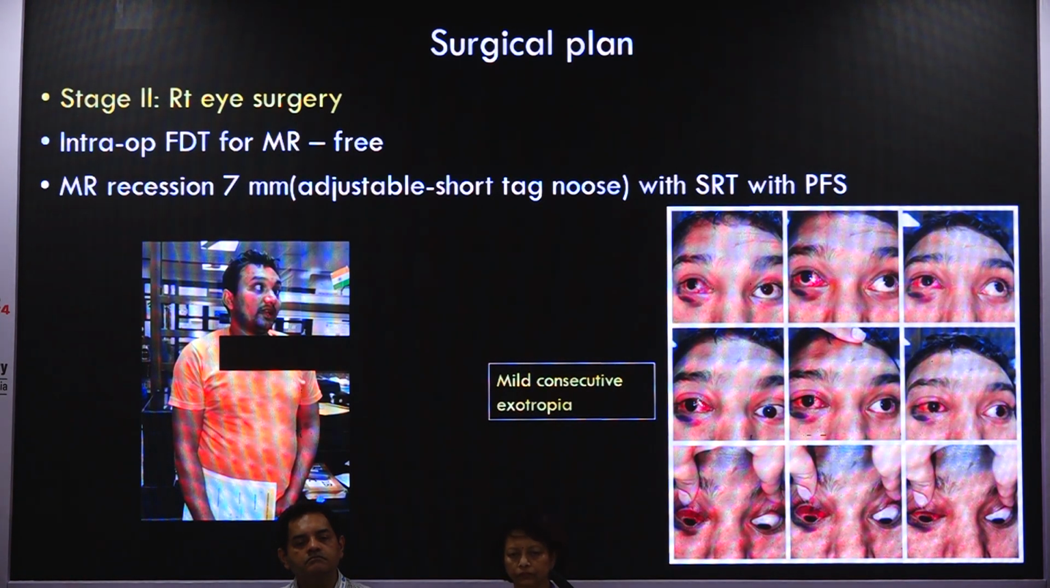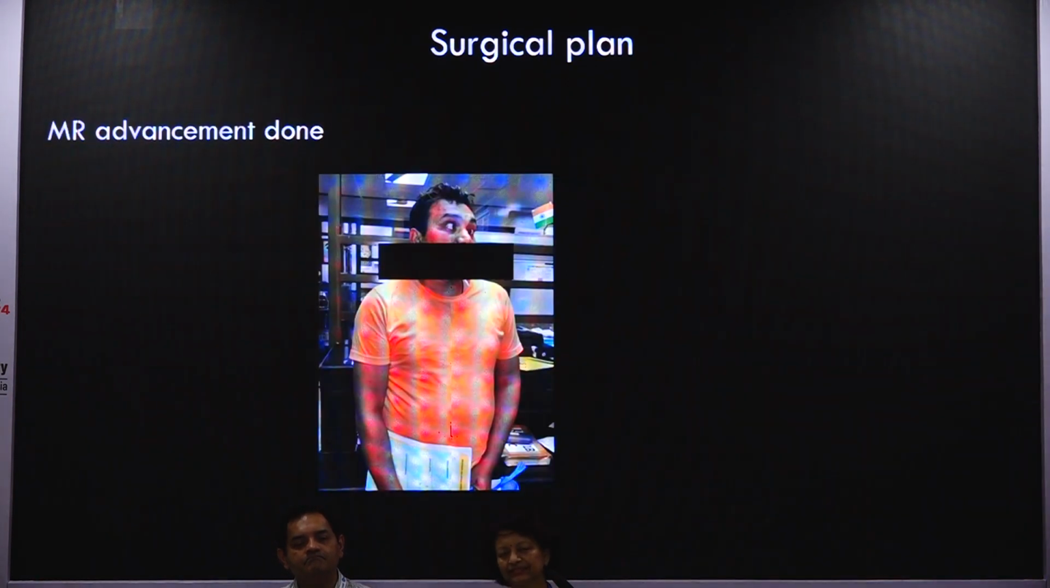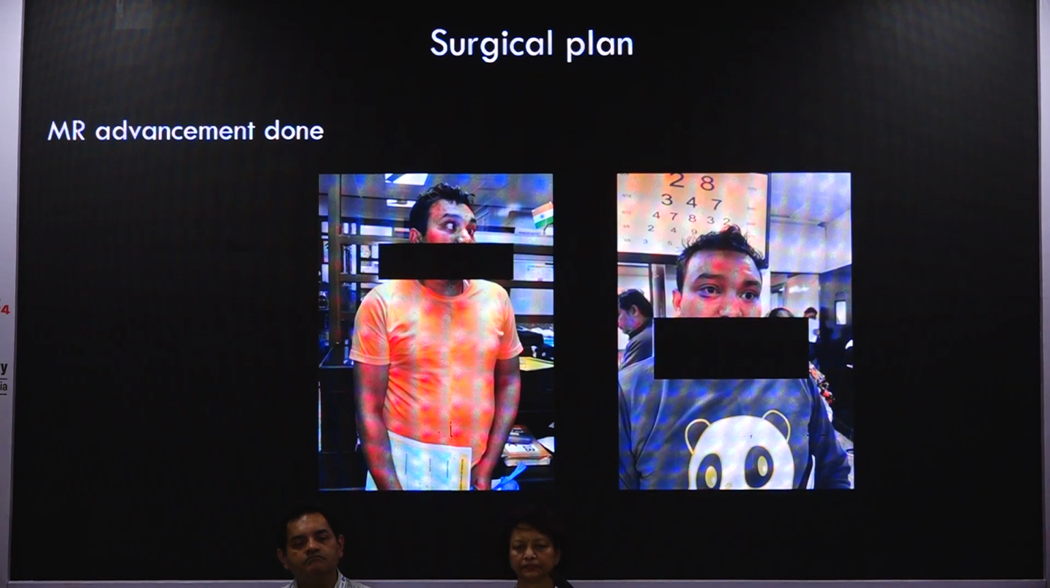So put the right eye medial rectus on an adjustable short tag noose, 7 mm, with an SRT with posterior fixation suture. Unfortunately, there was a little overcorrection in this eye. So you can see there is a little exo. So I went back, did an advancement, and he was pretty comfortable. Of course, immediately next day, we just advanced that short tag noose. So he was pretty effective and happy.